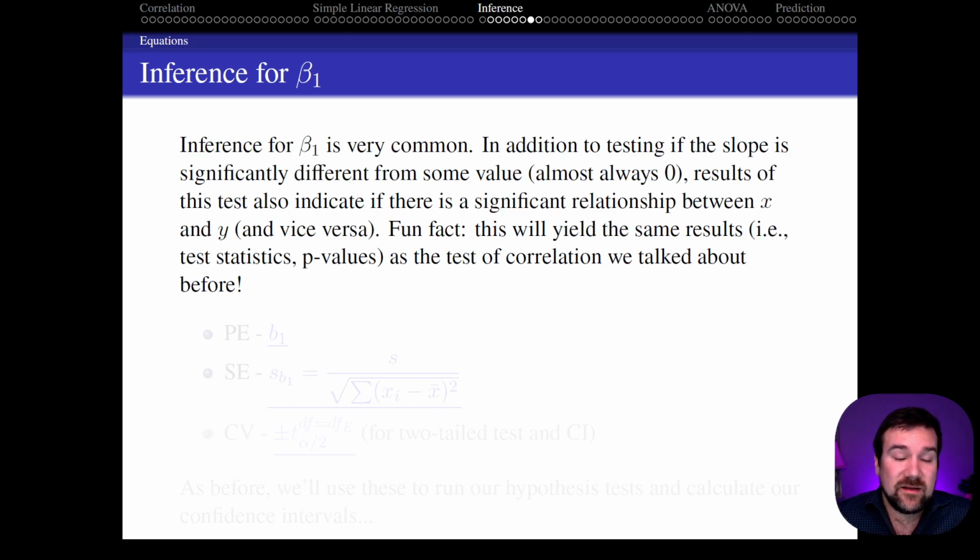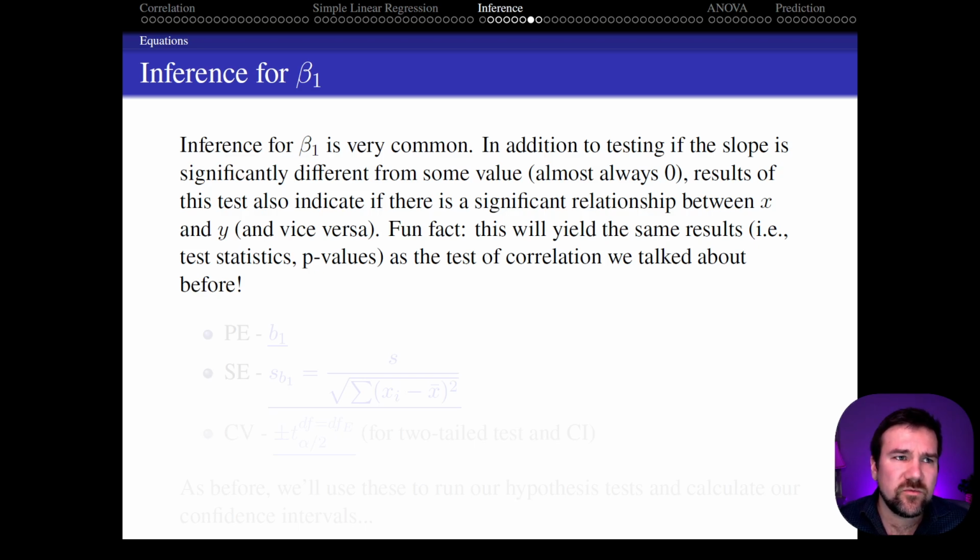With that, now let's do inference for B1, or beta 1. I'm going to just kind of go through these, and these are relatively straightforward once you have them. Just need PE, SE, and CV, and we're good to go. I will say the inference for the slope is very common. I mentioned earlier, inference for the intercept is not very common at all. We typically don't do that. But for the slope, inference is very common. We do this very often.